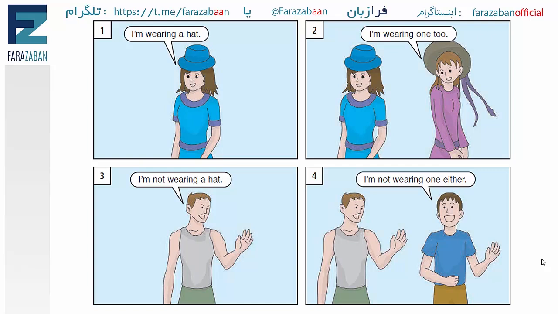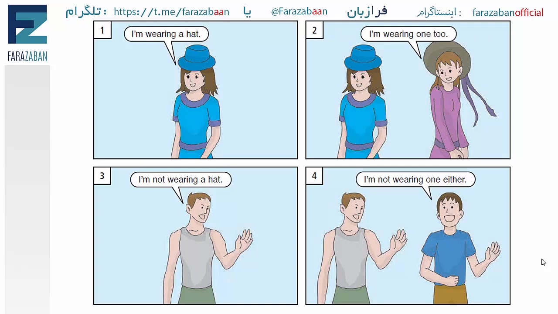Affirmative means a positive sentence. تو جمله مثبت to استفاده میشه. But look at number 4. I'm not wearing one either. When the verb is negative, you cannot use to. You have to use either at the end of your sentence. دقت کنید توی شماره 2 فعلتون مثبته. I'm wearing. پس اگه میخوایم بگیم منم همچنین to رو میتونید استفاده کنید. ولی تو جمله سوم جملتون منفیه. در واقع not wearing. فعل منفی استفاده شده. اینجا دیگه نمیتونید از to استفاده کنید. اینجا فقط باید از کلمه either استفاده بکنید. پس either is used with a negative verb at the end of the sentence.